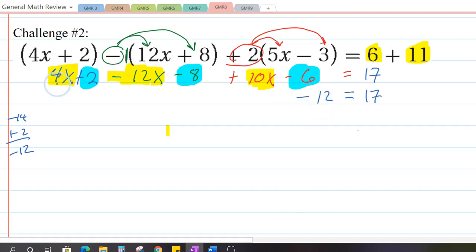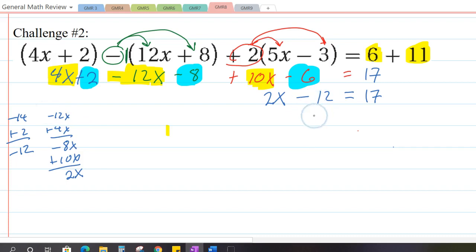Then I have 4, negative 12. Well, negative 12x plus 4x gives me a negative 8x. Plus the 10x. Plus 10x gives me a 2x, positive. Don't be afraid of doing little side problems to make sure you're doing the problems correctly.